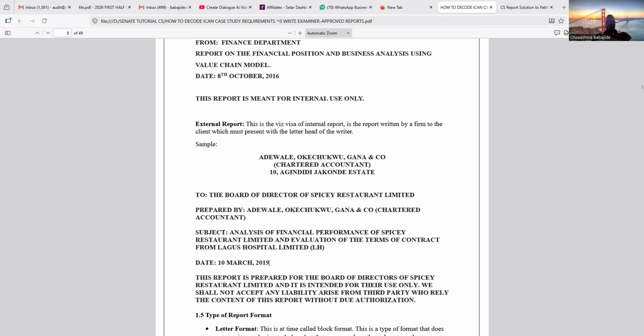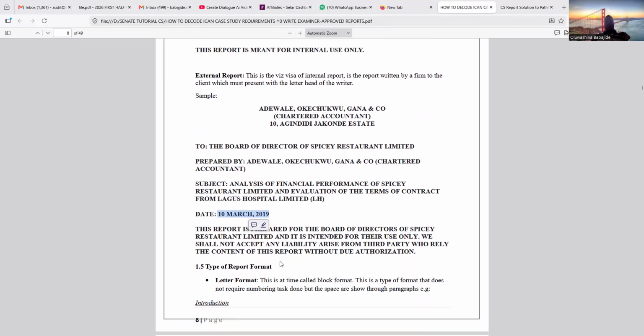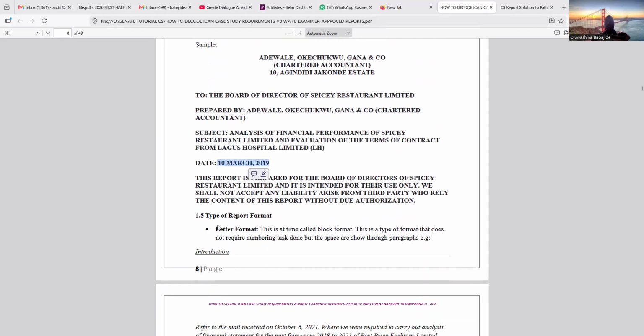Then the date. This date determines what they are giving to you. You need to look at the date at which your boss sent you the mail, so that will determine this type of date. When we get to the practical aspect, I will tell you how you will take your date. Then this one, this is a disclaimer.